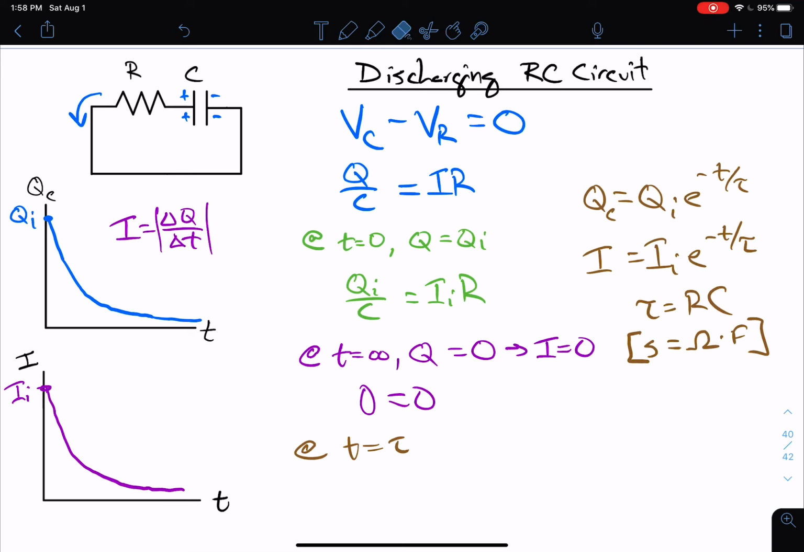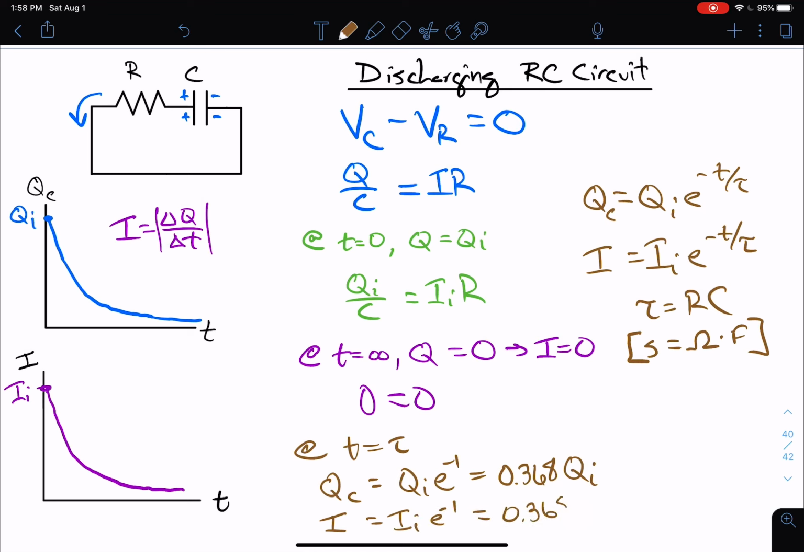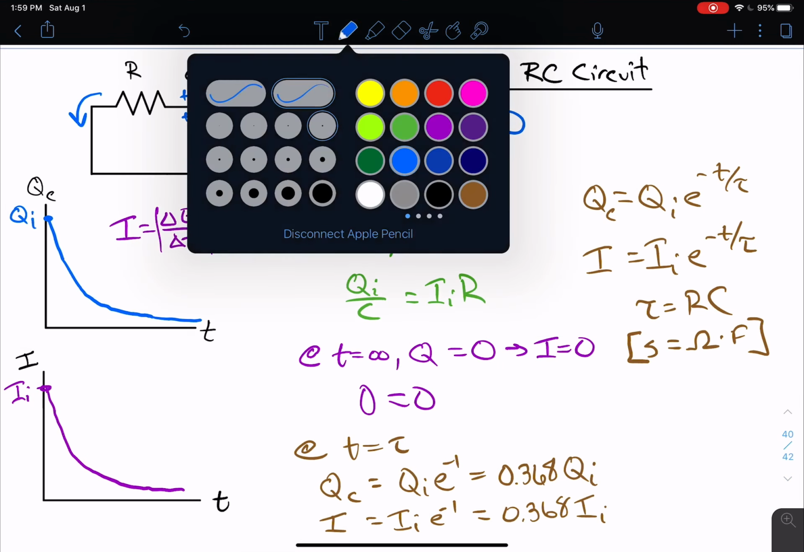So when t equals tau, these formulas tell me that Q sub C, the charge of the capacitor, is going to be Q initial times e to the negative 1, and that is approximately equal to 0.368. And if we're looking at the current, we're going to see the same thing, e to the negative 1, 0.368 times the initial current.